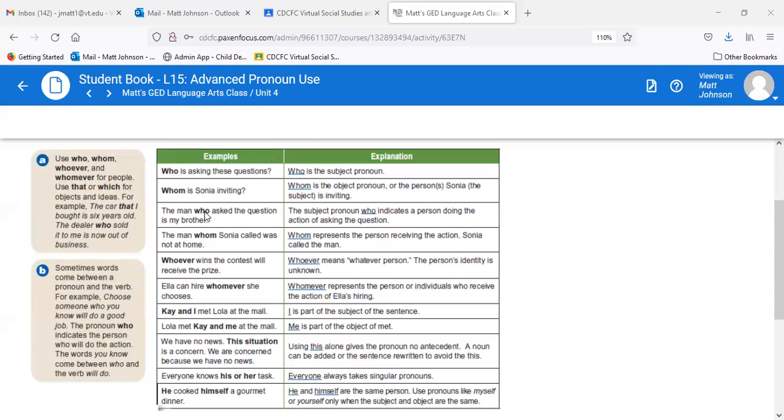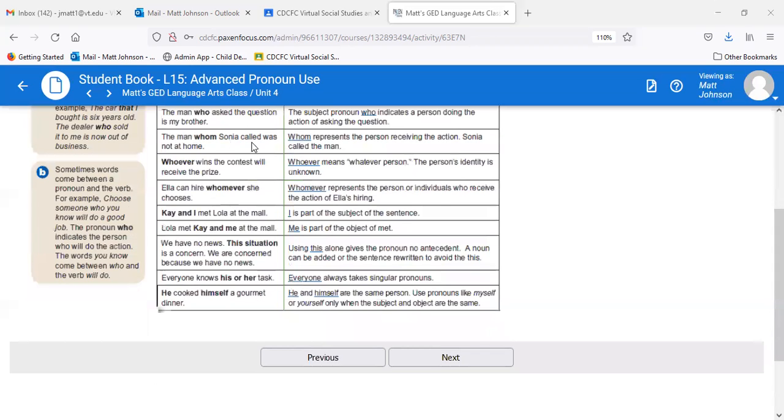The man whom Sonia called was not at home. Whom represents the person receiving the action. Sonia called the man. Sonia is the subject. Called is the verb. The man is receiving the action. So whom is the object pronoun.